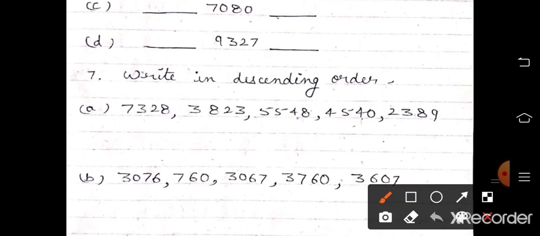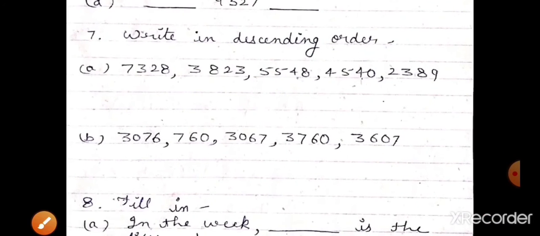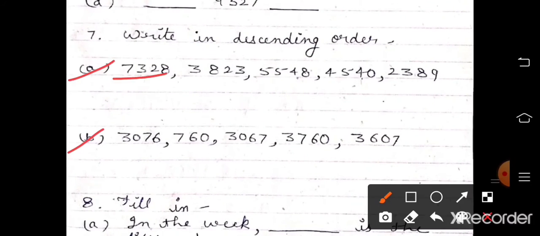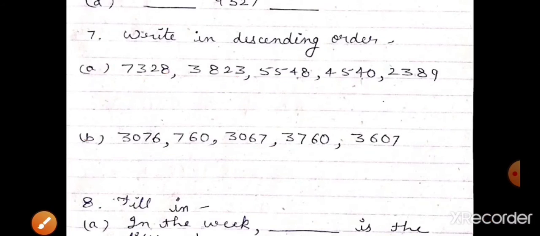Now question number 7, write in descending order. Here A and B, two parts are here, and numbers are given here. You have to arrange these numbers in descending order. Descending order means from largest to smallest.